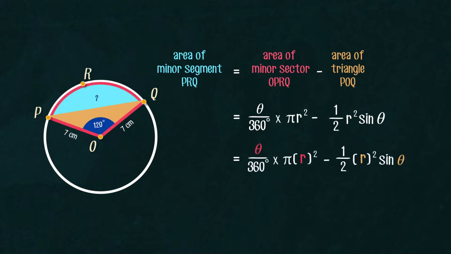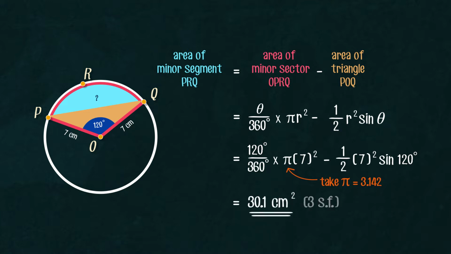Since we know that the subtended angle is 120 degrees and the radius of the circle is 7 centimeters, and taking pi to be 3.142, we can find the area of the minor segment, which is 30.1 square centimeters.